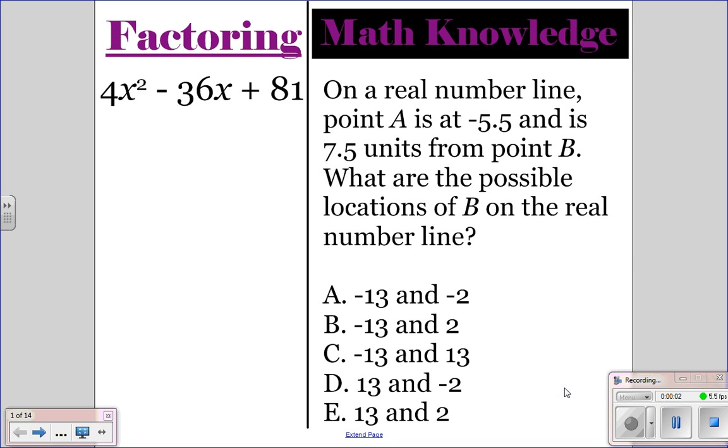All right, so y'all go ahead and do the factoring and the math knowledge question for today. Pause the video, and then once everyone is finished, you can unpause the video, and I'll go over the correct answers.